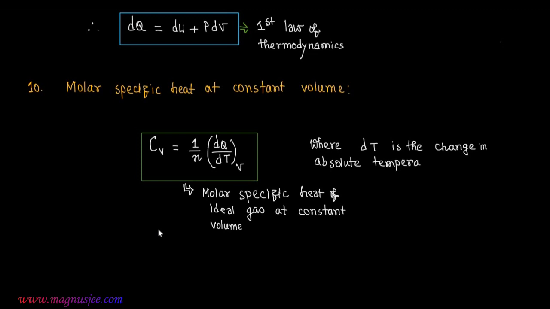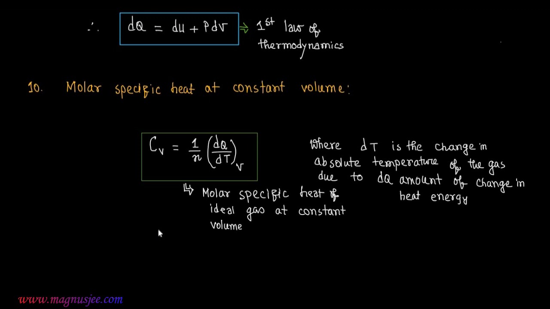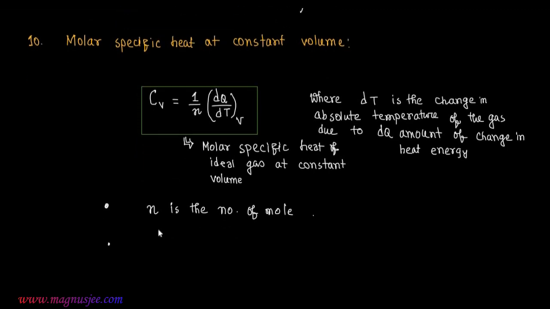of the ideal gas, and dQ is the amount of heat energy absorbed by the gas, or the change in heat energy of the gas. dT is the change in absolute temperature of the gas due to dQ amount of change in heat energy. n is the number of moles of the gas. The unit of molar specific heat of the gas, that is the unit of Cv, is joule per kelvin per mole.